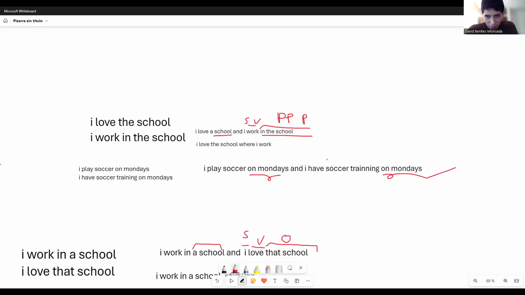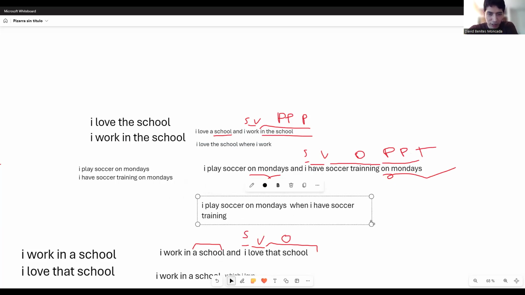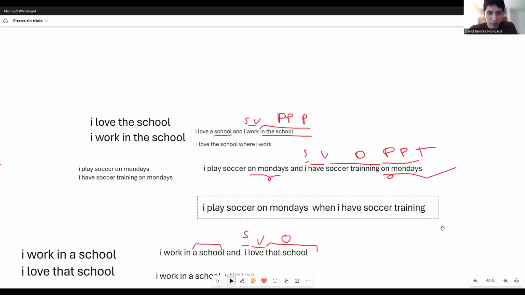The second one, right? I is the subject. Have is the verb. Soccer training is the object. Mondays is a prepositional phrase of time. So you copy again: I play soccer on Mondays when I have soccer training. You see? So this is relative clauses.